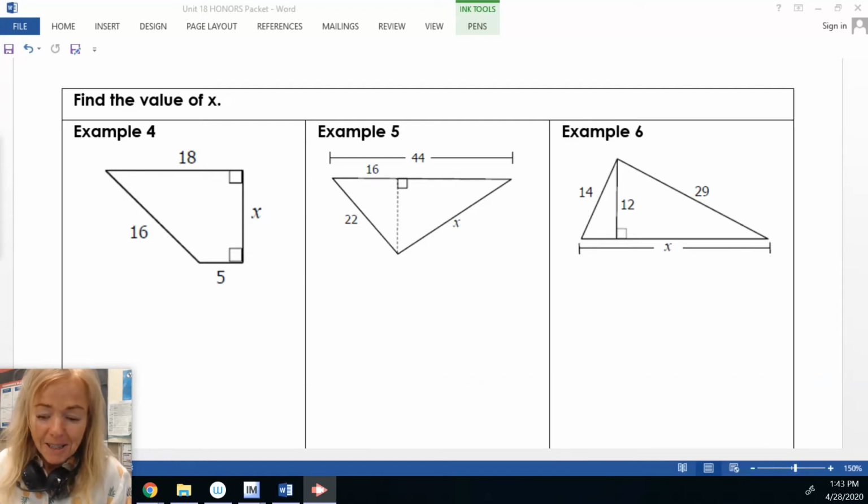All right, so this is 18.1, part 2. So we're on example 4. Now, when you are looking at this and it says find the value of x, you need to find yourself a right triangle. Okay, so you're going to have to draw an auxiliary line.